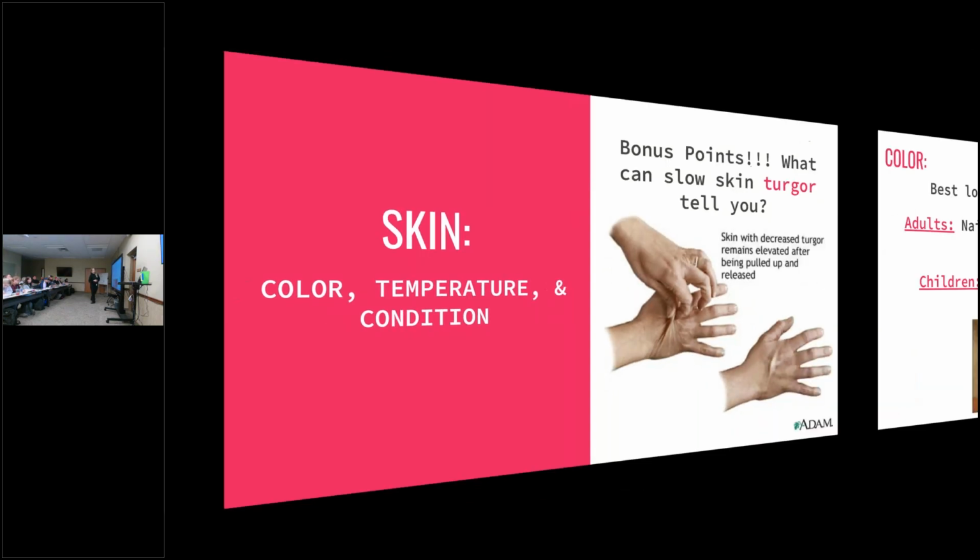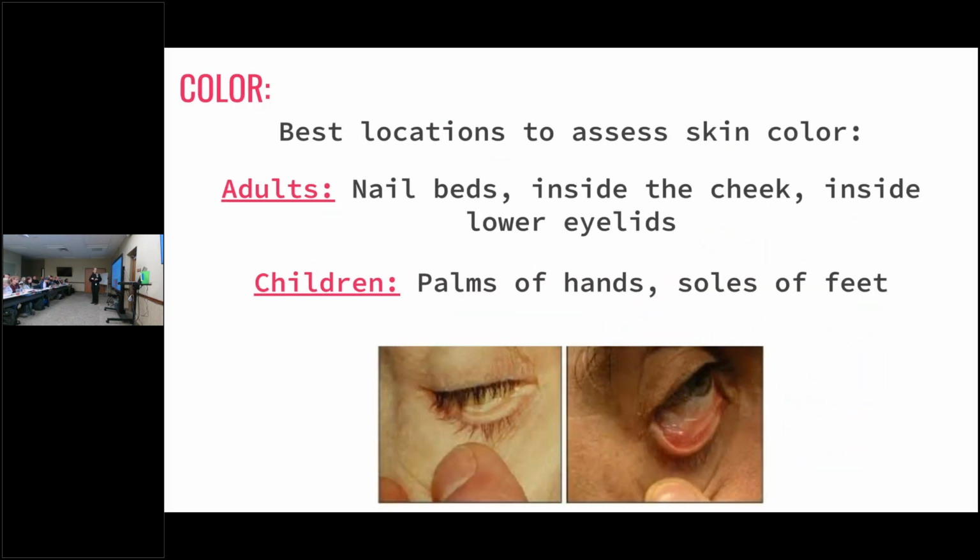So the color. The best locations to assess skin color in adults are their nail beds, inside the cheek, and inside the lower eyelids. In children, it's the palms of the hands and the soles of the feet. I think somebody asked about the eyelids on Tuesday, and this is what that looks like. That one on the right, that nice pink color, is a normal skin condition.